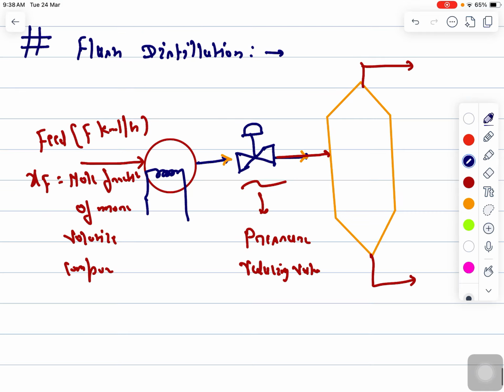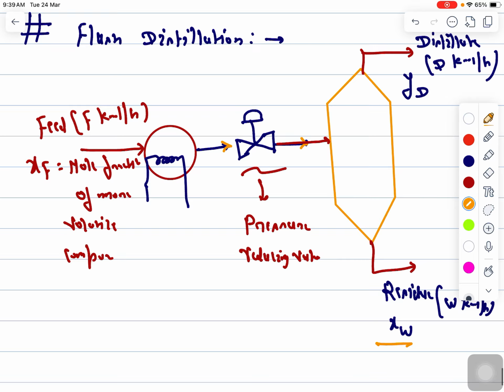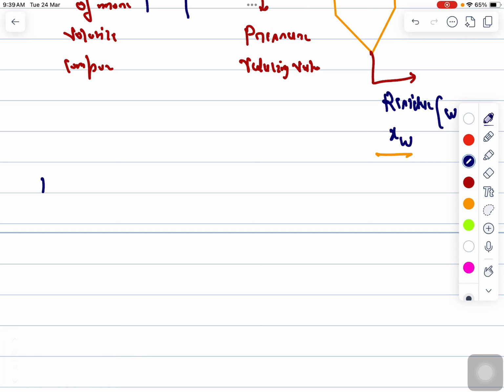So the top product that we are getting is called the distillate, D, and the bottom product that you are getting here is called the residue, right? If I assume W kilomole per hour is the residue and D kilomole per hour is the distillate, and YD is the mole fraction of the more volatile component in the distillate, and XW is the mole fraction of the more volatile component in the residue.